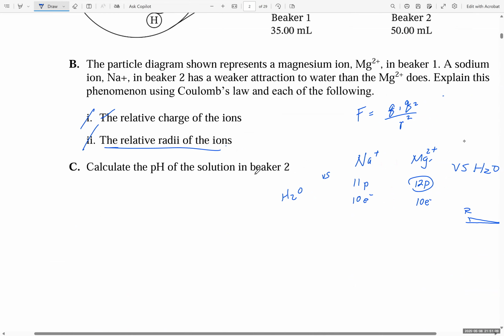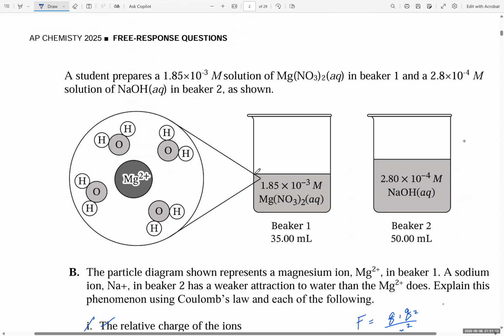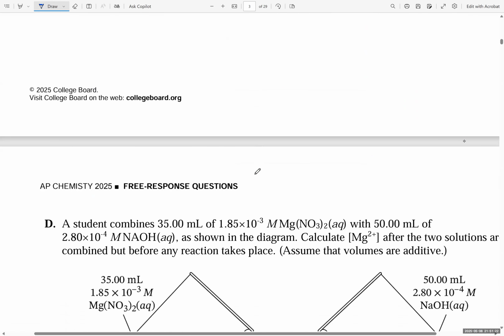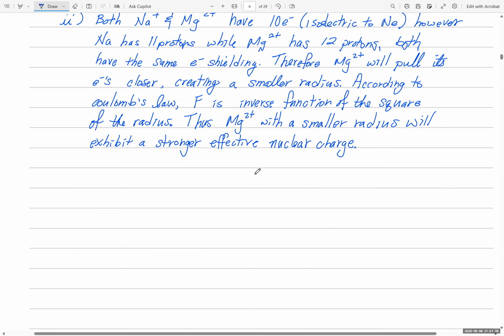Calculate the pH of the solution in beaker 2. Let's look at beaker 2. Beaker 2 has a sodium hydroxide concentration of this. So let's go solve it, okay? So I'm going to go here, and this is going to be 1C.